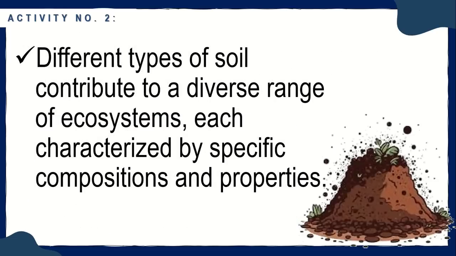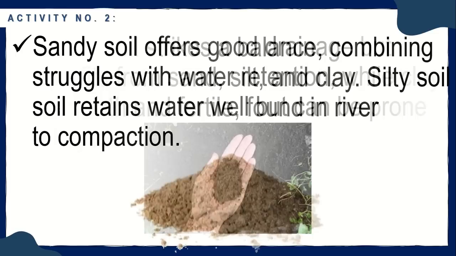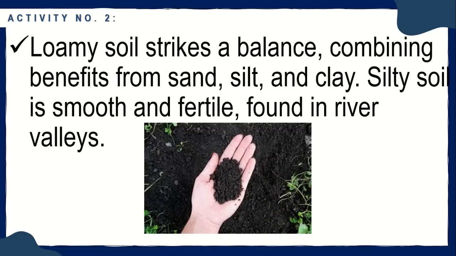Different types of soil contribute to a diverse range of ecosystems, each characterized by specific compositions and properties. Sandy soil offers good drainage but struggles with water retention, while clay soil retains water well but can be prone to compaction. Loamy soil strikes a balance, combining benefits from sand, silt, and clay. Silty soil is smooth and fertile, found in river valleys.